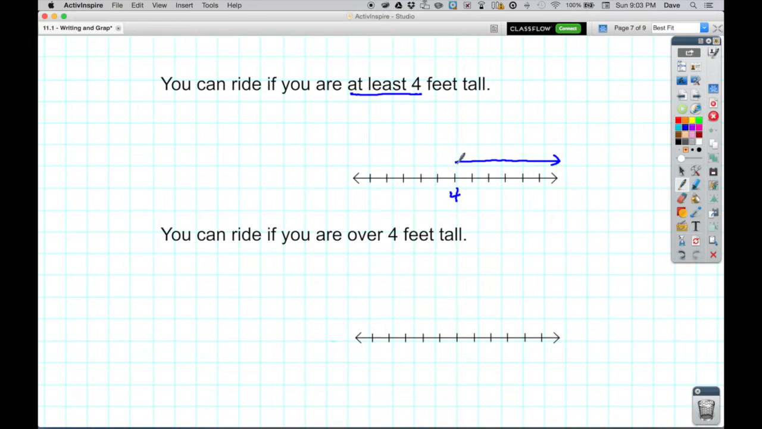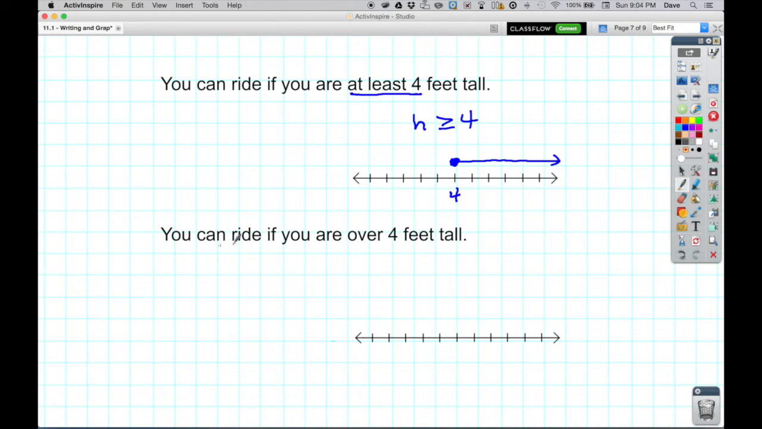Now, what about 4 itself? And here's where these last two examples come into play. At least 4 feet tall. So is a 4-foot person at least 4 feet tall? Yes. So we would include the 4-foot person by putting a closed dot. So the 4-foot person can go, and anybody taller than 4 feet. And as far as an inequality, we'd write it as, let's call it H for height. So the height, you could either be greater than 4 feet or equal to 4 feet, and that would allow you to ride this ride.